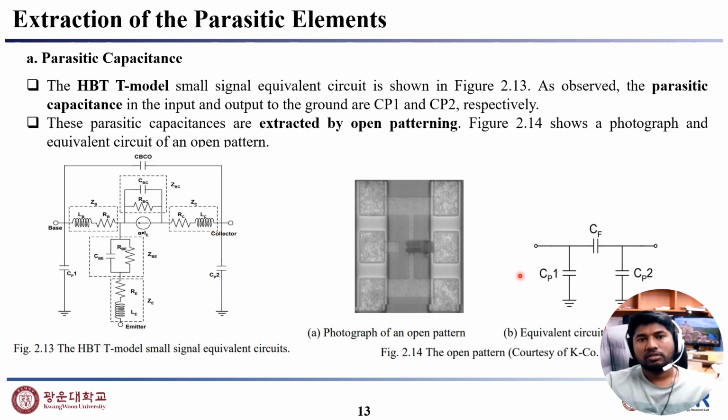Now, extraction of the parasitic elements. First of all, parasitic capacitance. The HBT T model, a small signal equivalent circuit, is shown here, and here you can see the parasitic capacitances at the input and output to the ground, Cpbe and Cpce respectively. This parasitic capacitance is extracted by open patterning.